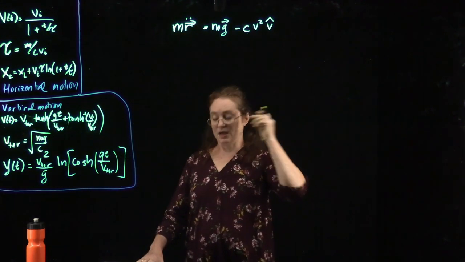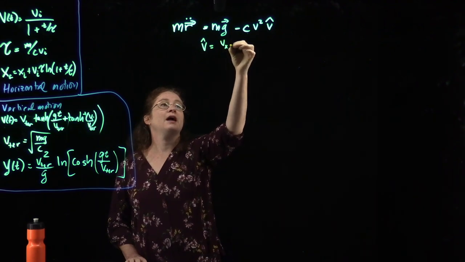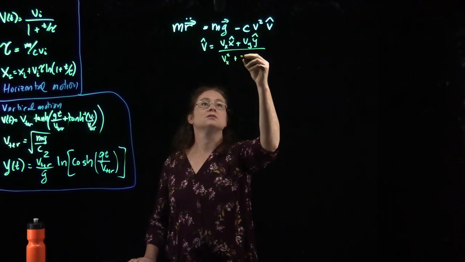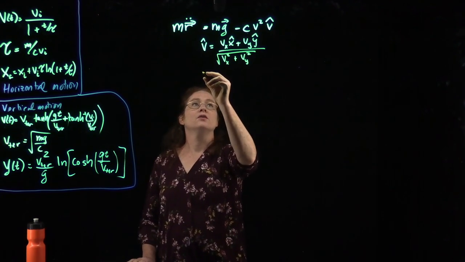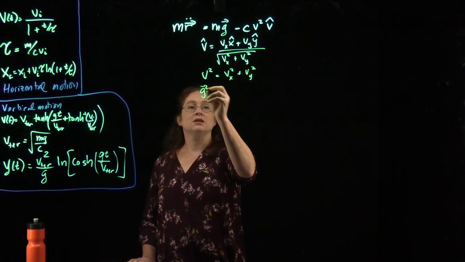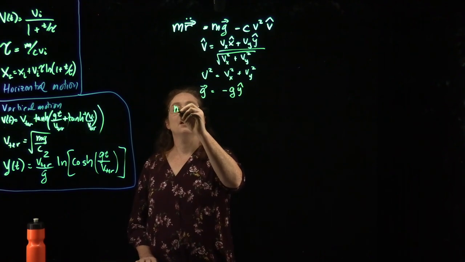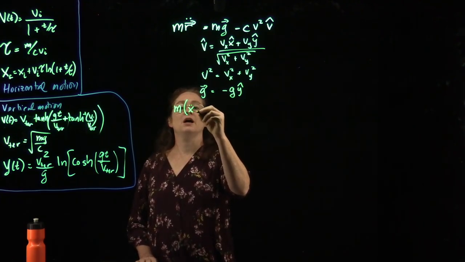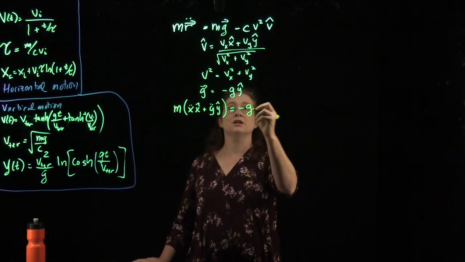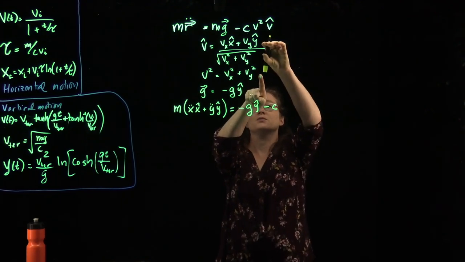And we can write v hat is equal to v_x x hat plus v_y y hat divided by the magnitude of v. And then v squared is equal to v_x squared plus v_y squared. g, in this case, is negative constant g y hat. And we get m times x double dot x hat plus y double dot y hat is equal to negative g y hat minus c, and then we have v squared times v hat.